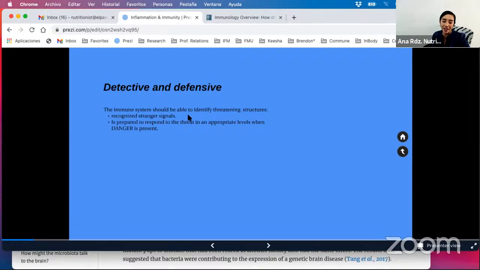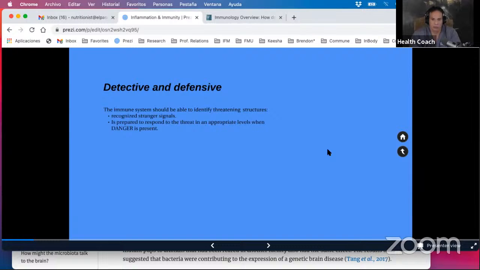Something very important is that it has to recognize the stranger signals, but this doesn't mean it has to be reactive all the time. Like, okay, I get it, it just went inside of the body, but it's okay. I just detected it, and we're going to live with it. The other thing is that it has to be prepared to respond to the threat at an appropriate level when the danger is present. If it's not a life-threatening situation, the immune system might want to keep it in the download right there. So that's the deep part of DIRT.